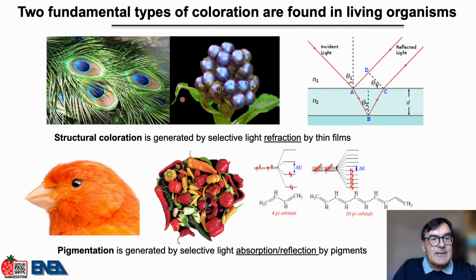There are two fundamental types of coloration in living organisms. The first one is structural coloration. This is based on the differential refraction of light by thin films present on the surface of bird feathers, insect wings, or some plant fruits. You can recognize structural coloration because it's usually iridescent. The second type is pigmentation. This is based on the presence of chemical molecules known as pigments, which are able to absorb differentially the different wavelengths of white light.